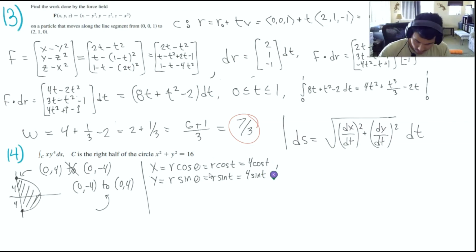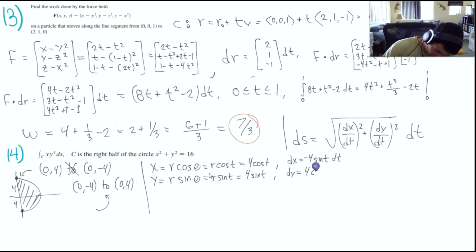And then we could say that we know that dx is negative 4 sine t dt. And we know that dy is equal to 4 cosine t dt. So we found our differentials. We found our derivatives, actually, right? So if we divide this by dt and put it on the other side, same thing as this one, we would put it into this stuff.